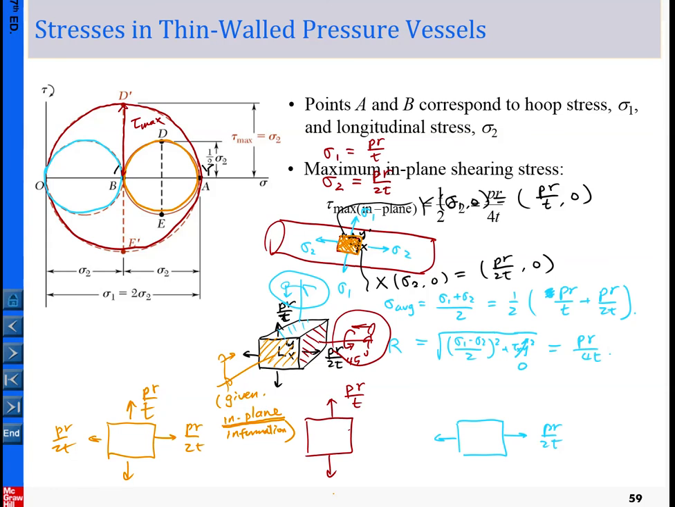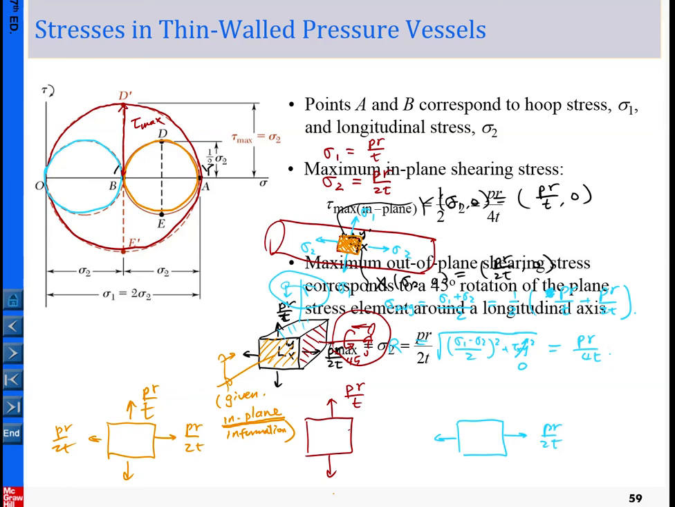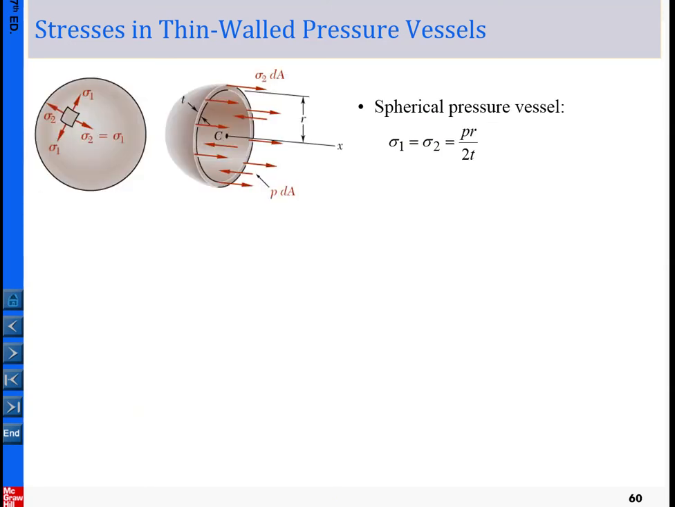So here, if you have a printout, that's the detailed explanation, and you can also read the textbook for the in-plane and out-of-plane concepts here. But basically that is what I explained here. Okay, so the second type of pressure vessel is the spherical one.